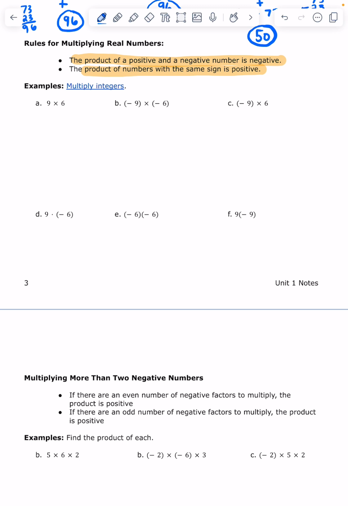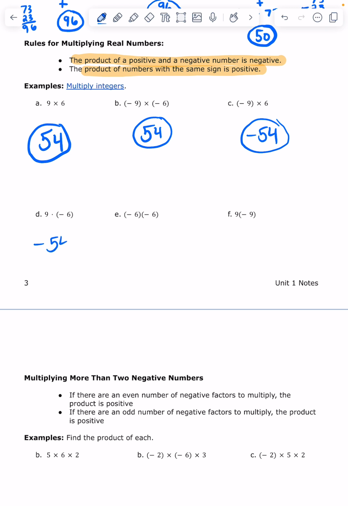I know I said that the opposite of what I highlighted. So 9 times 6, from your multiplication tables, hopefully you remember that that's 54, and they're both positive, so that's going to be positive 54. And if I multiply negative 9 times negative 6, that's also positive 54 since they're both negative. But negative 9 times 6 is negative 54 because one is negative, one is positive. Likewise, D, 9 times negative 6 is also negative 54. Negative 6 times negative 6 will be positive 36, and 9 times negative 9 is negative 81.